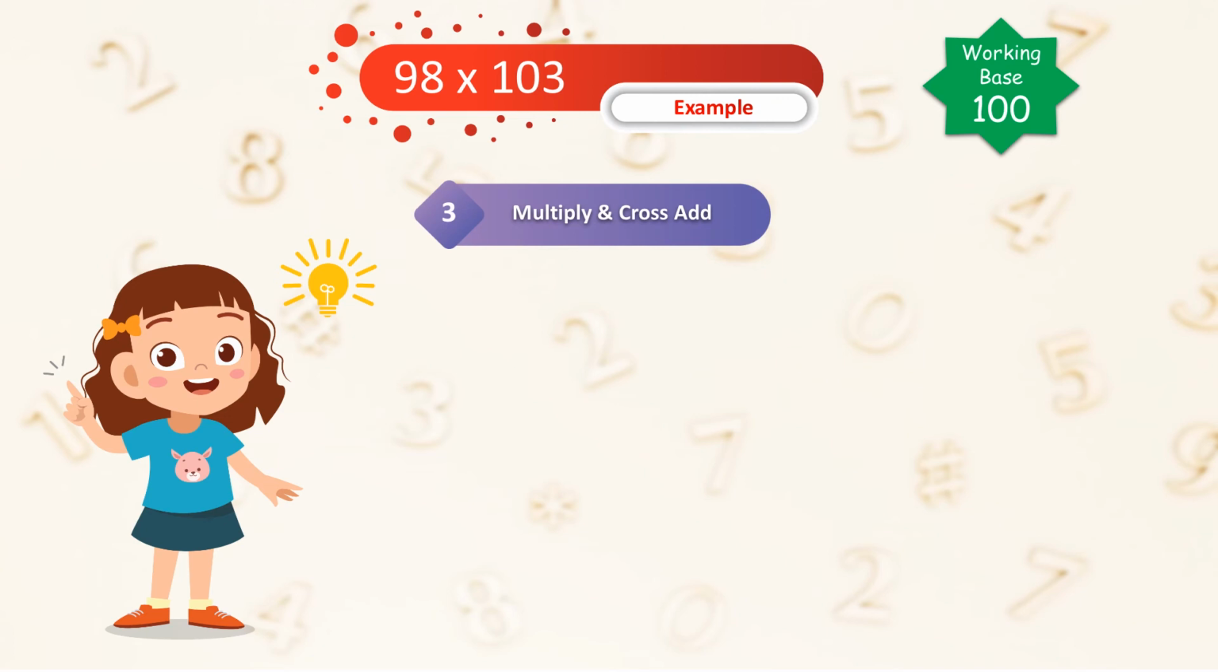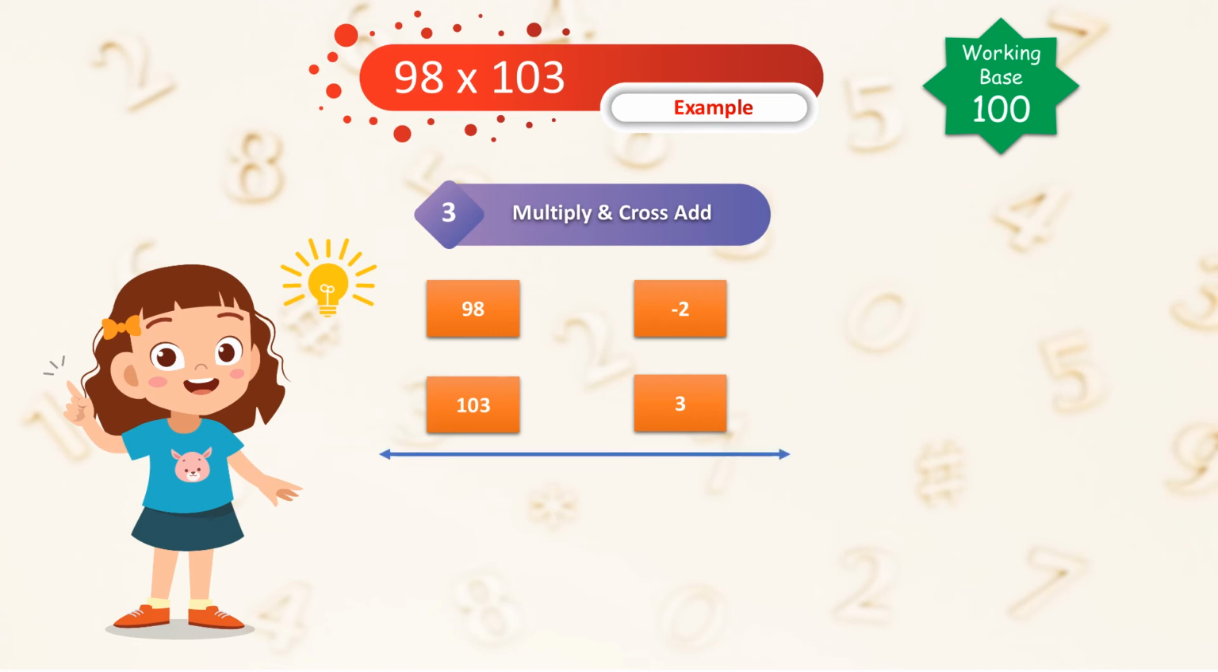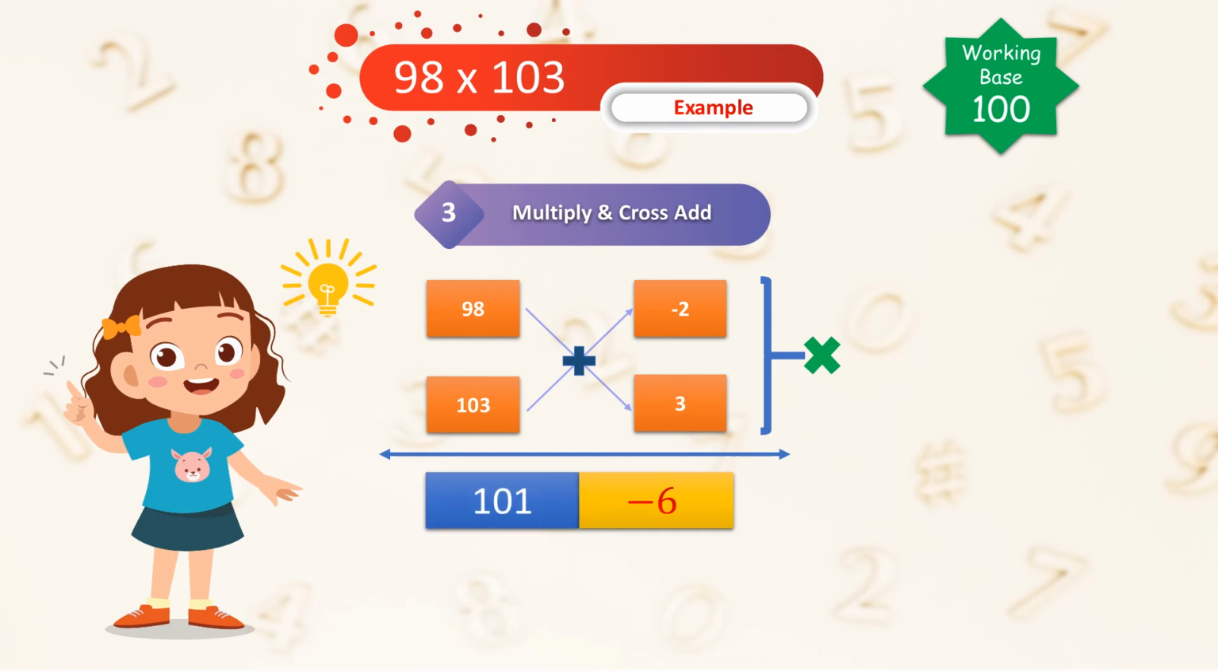So in step 3, we have to multiply and cross add the output that we got in step 2. So minus 2 times 3 is minus 6. 98 plus 3 or 103 minus 2 gives 101. So we have 101 hundreds and minus 6 ones at the end of this step, which we need to combine in step 4 to get our final answer.